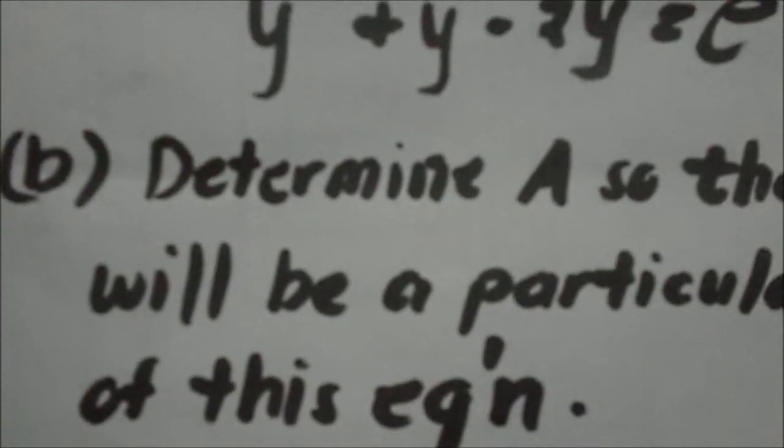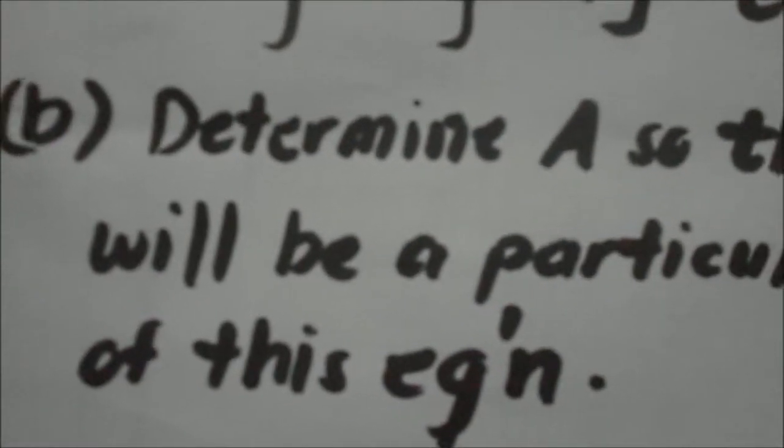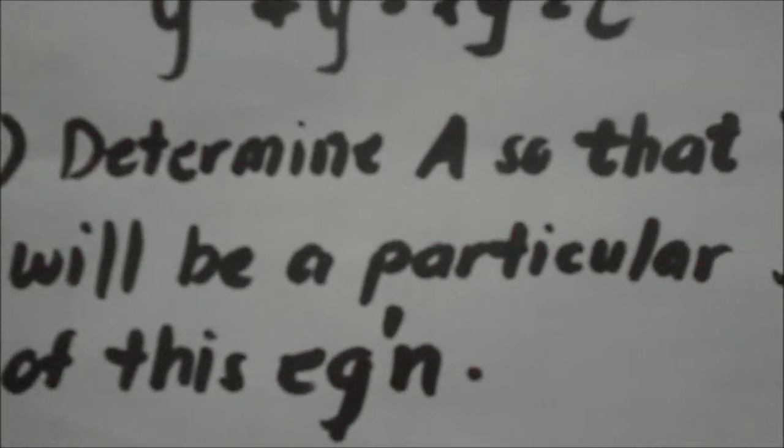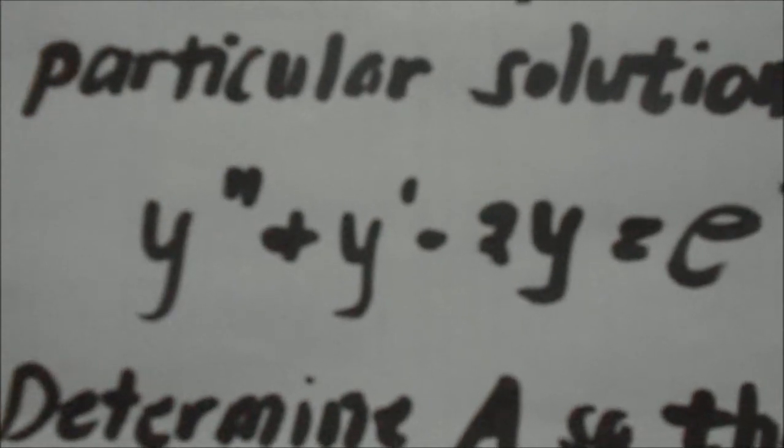So question B is to determine a so that y is equal to a sinh x will be a particular solution of this equation, y double prime plus y prime minus 2y is equal to e to the negative x. Since our yp coming from the problem we solved in A, we have yp is equal to negative 1/2 (e to the x plus e to the negative x). So a particular solution must be in this form.